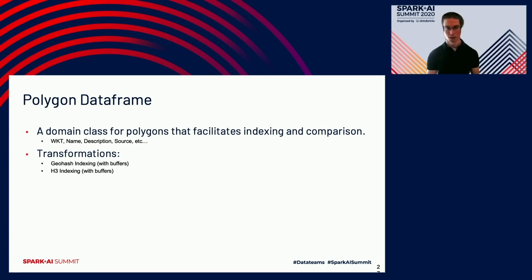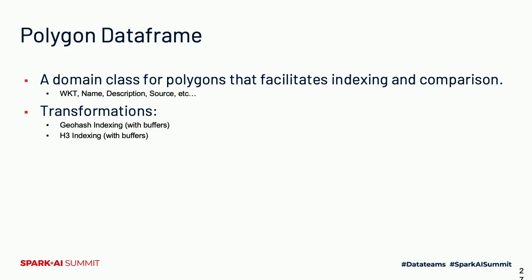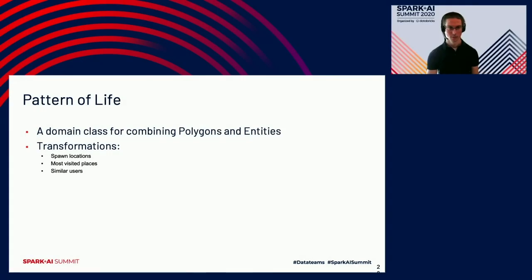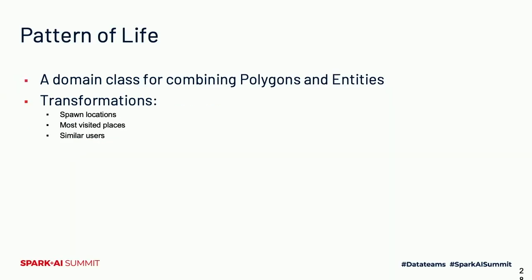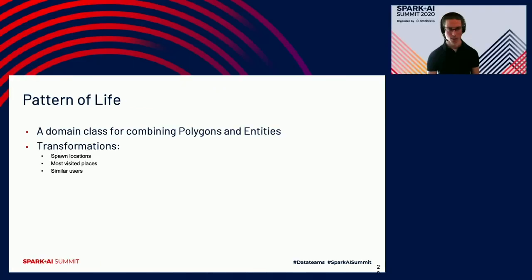We then also have a polygon data frame, another domain class, that has some well-known text representing the polygon, the name, description, source, things like that. Then we apply transformations onto this that allow us to do all of our geospatial indexing and make people's life easier. And then lastly, we have a pattern of life, which helps us combine the polygons and entities in interesting ways to understand what users are doing. We anticipate expanding this library out to meet other domains that build upon these use cases.